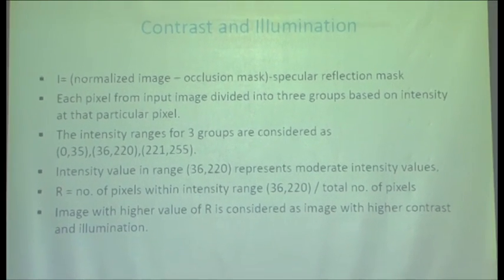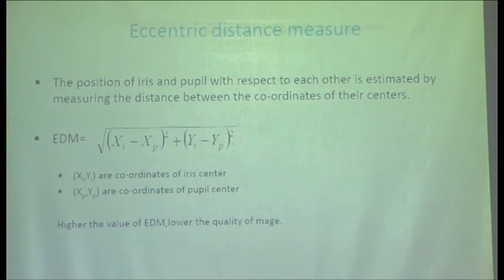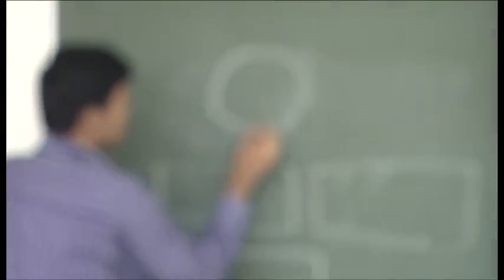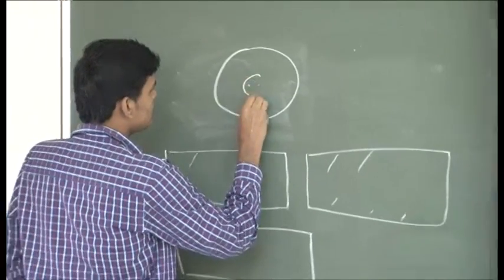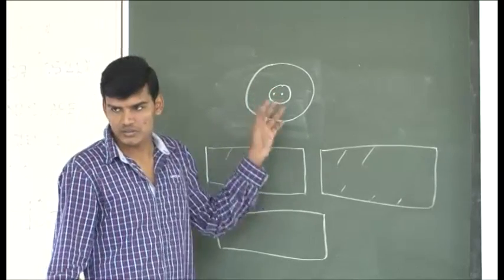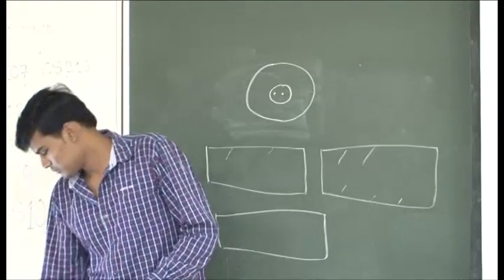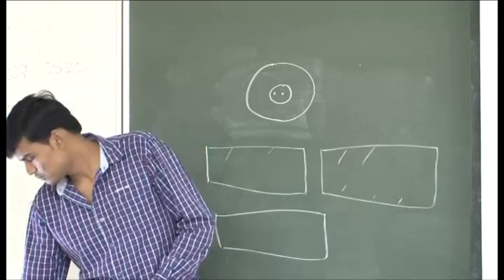the contrast and illumination is thick. This is a new part, eccentricity. The pupil and iris are not always concentric. There is some distance. The higher the distance between these 2 points, the lower will be the quality of the image.